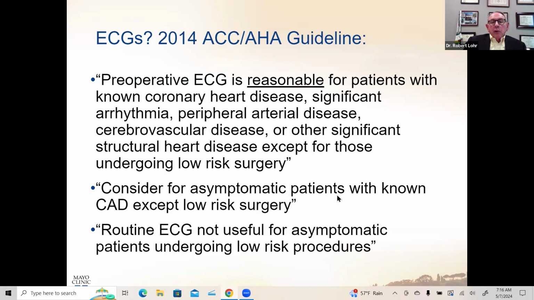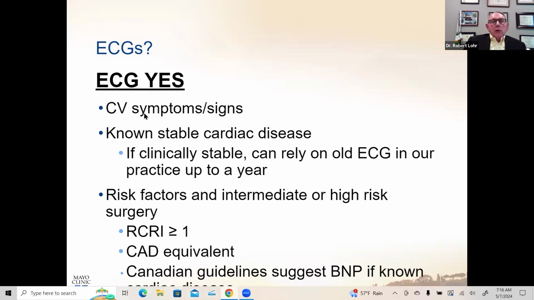They say consider for asymptomatic patients with known coronary artery disease, again, except low-risk surgery. So again, this is the situation where if you didn't have a fairly recent ECG and this patient has known coronary artery disease, then you should get an ECG. It's not useful for asymptomatic patients with low-risk procedures. So symptoms and signs, definitely. Whether they're high risk, low risk, if they're having some troubles, you need to document what's going on. Known disease, again, you can use an old tracing up to a year if you're very confident they've been clinically stable.